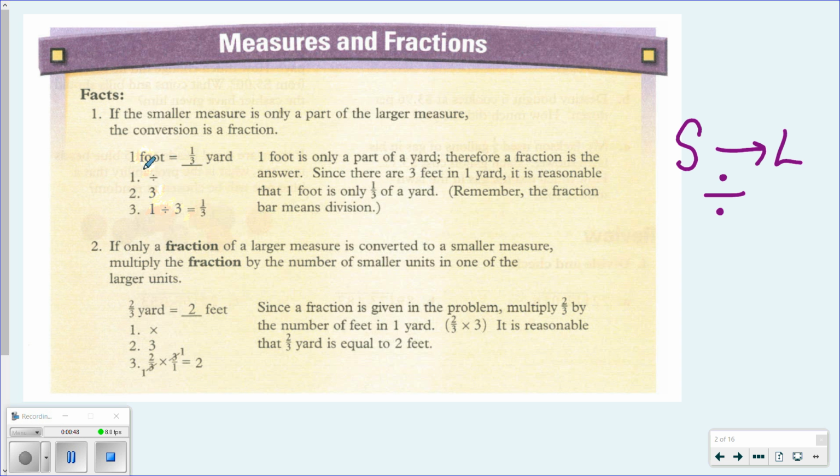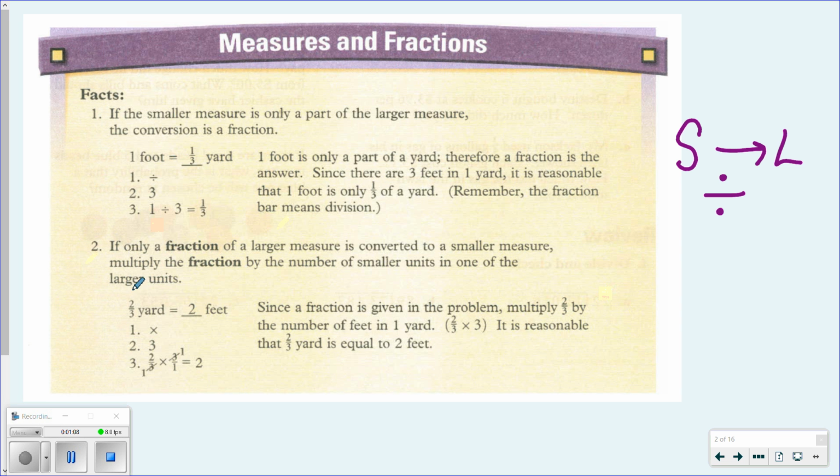Remember, start with what you had. So 1 divided by 3 equals. Now normally we don't do that, but we can say 1 fraction bar 3 because a fraction bar means division. But we don't have to actually divide this out. We're just going to write our answer as a fraction. So 1 foot is only 1/3 of a yard.